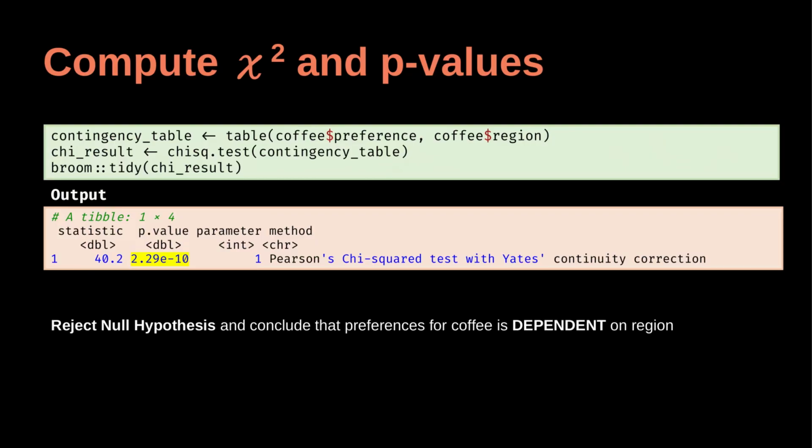Then we pass the contingency table to the chi-square test function and print the results using the tidy function from broom. The test returns a Pearson p-value of 2.29 times 10 to the power of minus 10, which is smaller than the significance level of 0.05. That means the result is statistically significant. So we reject the null hypothesis and conclude that preference for coffee is dependent on the region.